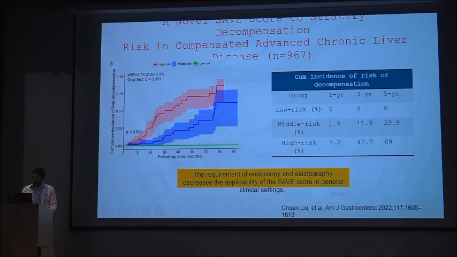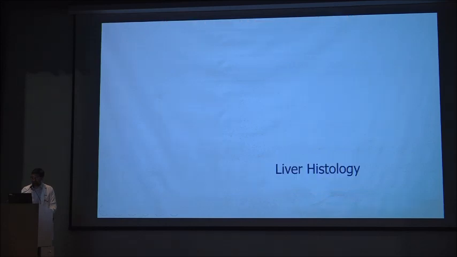Based on this score, patients were divided into low risk, middle risk, and high risk. It gives a clear estimation of the risk of decompensation in these patients. But the authors have clearly mentioned that the requirement for endoscopy and elastography is one of the main reasons that general applicability could not be achieved.